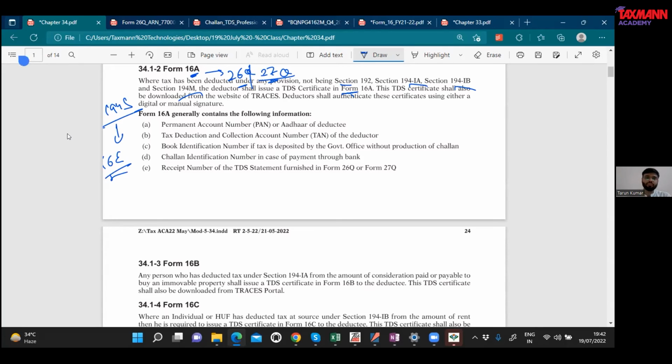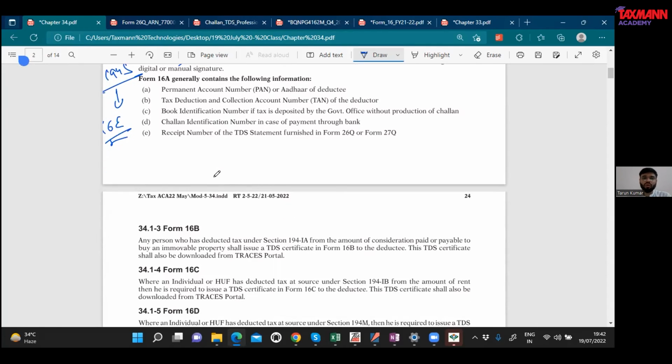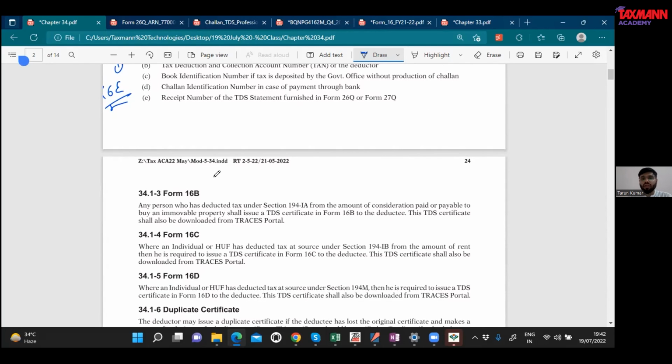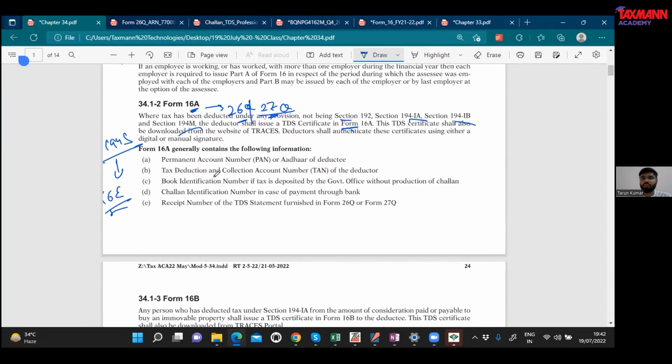Okay. So what details are mentioned on Form 16A? I have already shown you: the TAN of the deductee and the TAN of the deductor. Challan details, or if tax is paid without a challan, then it will have the book identification number, and the receipt of the TDS statement furnished in Form 26Q or 27Q. So all these details will be on Form 16A.